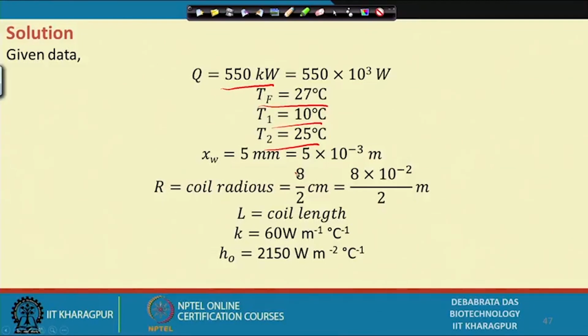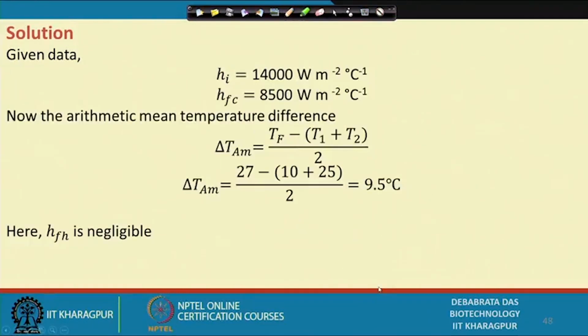And the final temperature and all these things are given, and the thickness of the pipeline is also given, and you have to convert everything into SI units. So, we converted everything into SI units, and then we find the h_i and h_ic, also given in this problem. First we shall have to find the arithmetic mean temperature difference, because we want to maintain a particular temperature.